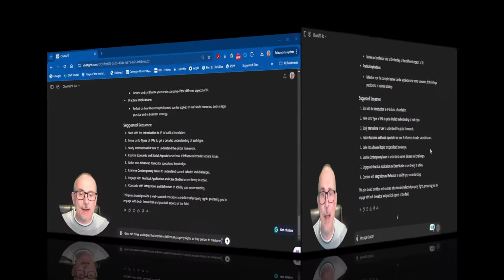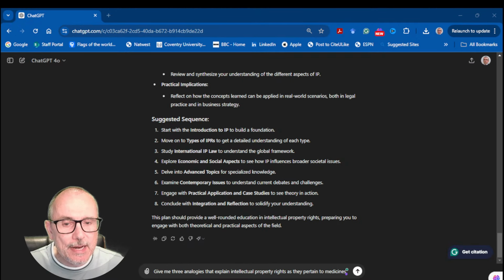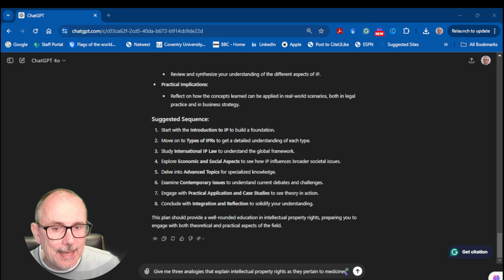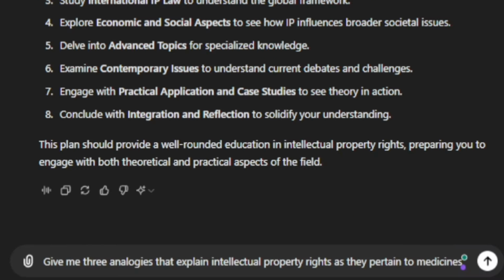Okay, one way that I think that AI can be really helpful in understanding quite complex things is to ask it to provide analogies to explain quite complex matters. So I've created a prompt here. Give me 3 analogies that explain intellectual property rights as they pertain to medicines. Let's see what we get.